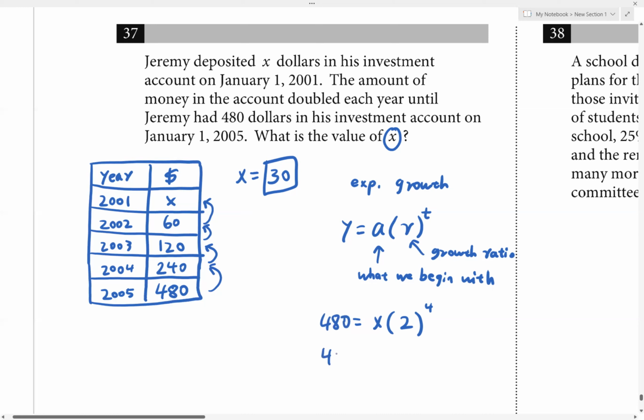So to solve it, 480 equals x times 2 to the 4th. 2 to the 4th is 2 times 2 times 2 times 2, that's actually 16. So to solve for x, we can divide by 16 on both sides. Once again, we get x equal to 30. Okay, so that's another approach to solve this question.